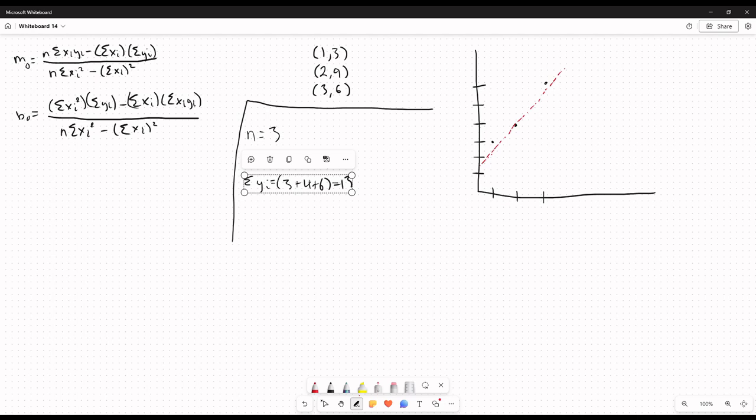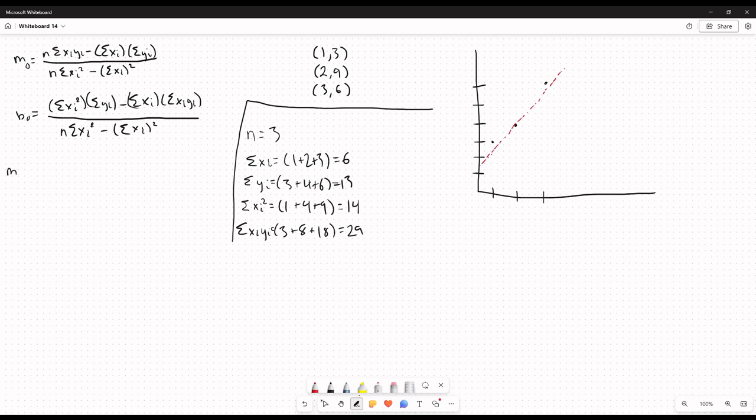Then we need a couple extra things. I'm going to need the sum of all the x's squared. That's going to be 1 plus 4 plus 9 equals 14. And I'm going to need the sum of all the x's times all the y's. That's going to be 1 times 3 is 3, plus 2 times 4 is 8, plus 3 times 6 is 18. That's going to be 29. And now I'm just going to plug those into my formulas.